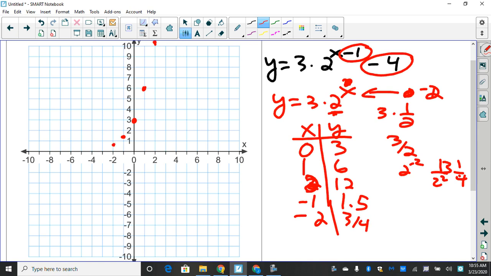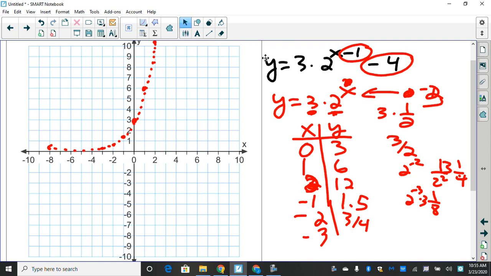So you can see what's happening, right? If I put negative 3 in there, that's 2 to the negative 3, which is 1 over 8 times that 3 that's out here. So that's 3/8. So it's getting smaller and smaller and smaller. You see that? So this would look kind of like this, and then asymptotic along the x-axis again like that.